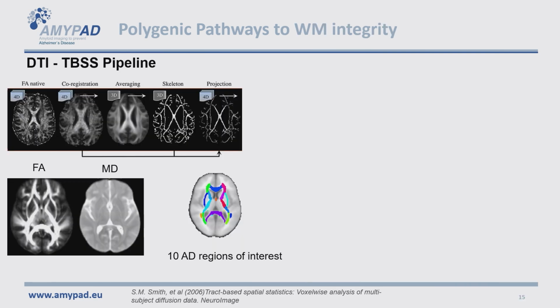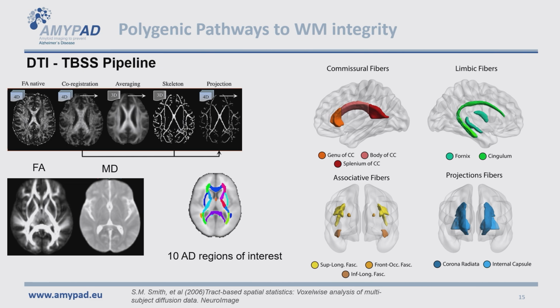Then we move to more advanced sequences. So we look at diffusion imaging, and we use DTI, with the TBSS pipeline, to compute DTI scalars. And we computed fractional anisotropy and mean diffusivity in 10 regions of interest. These regions have been previously shown to be altered in Alzheimer's disease in many ways, and we grouped them in commissural fibers, limbic fibers, associative fibers, and projection fibers, as you can see in this slide.